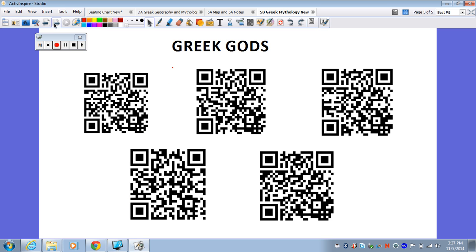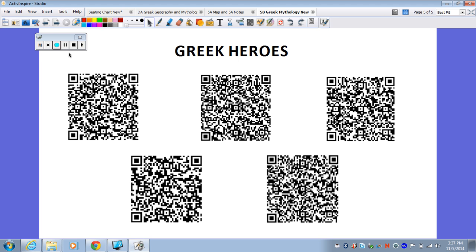So if you do go through these QR codes, you'll learn more about some of the other gods.